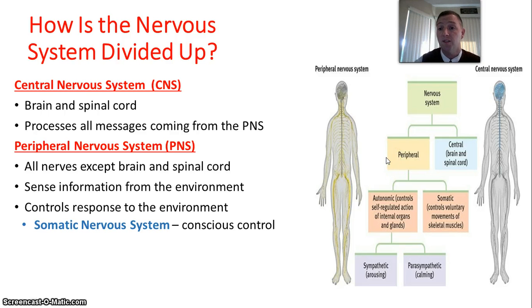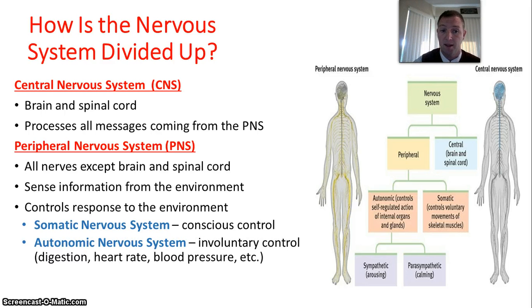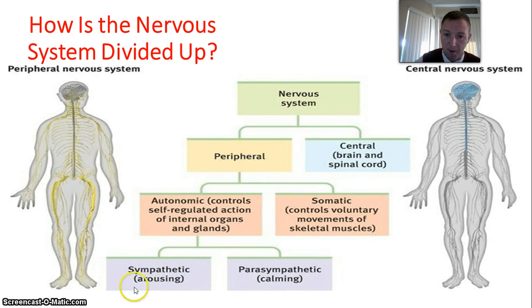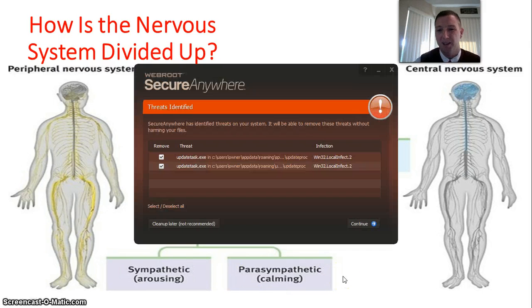Now the peripheral nervous system also has two more subdivisions. The somatic, which controls your voluntary movement. Gee, I want to move my finger. I'm moving my finger. That's my somatic nervous system. And then I have my autonomic nervous system, which is another division of your peripheral nervous system. This does all the involuntary stuff you don't think about. Digesting your breakfast, controlling your heart rate, your blood pressure, those types of things. All right. Now there's also this whole sympathetic, parasympathetic. We're not going to really get into that.